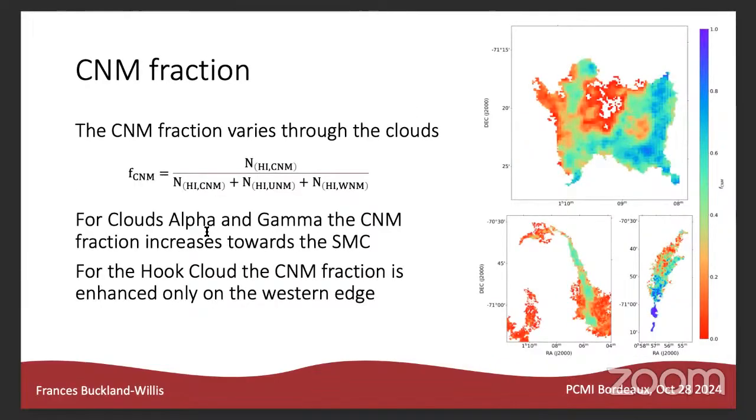If we want to look at CNM fraction, this is just the column density of the CNM divided by the total column density. We can see that for the alpha and the gamma cloud, we have CNM fractions close to 100% when they approach the galaxy at the closest point, and they seem to decrease as we get further away from the galaxy. Whereas for the Hook cloud, the CNM fraction is enhanced only on this western side, and it only gets up to about 50%.